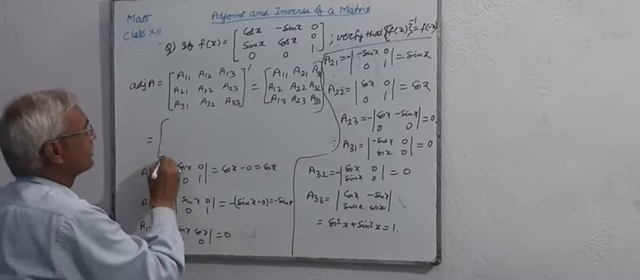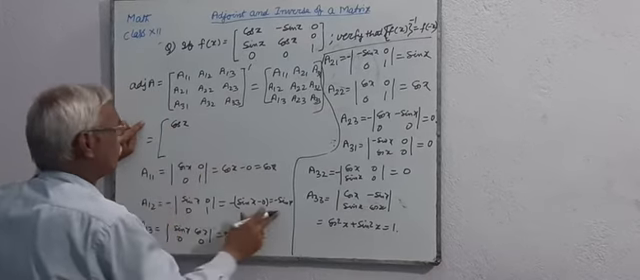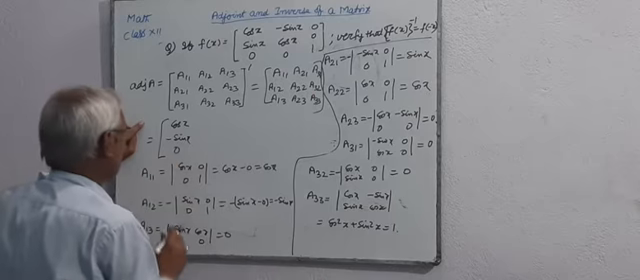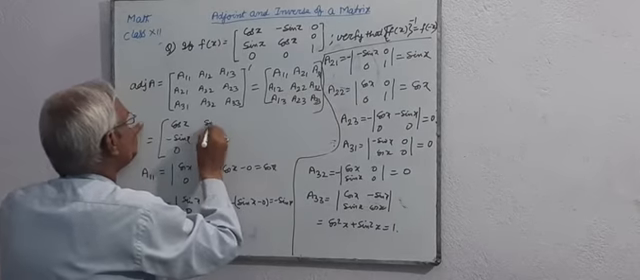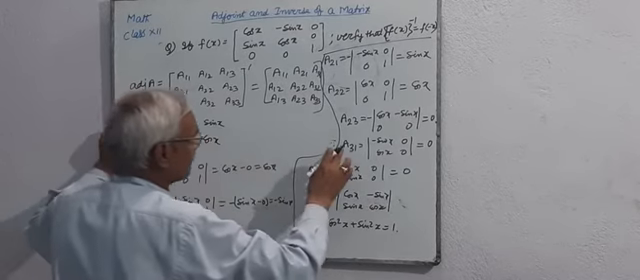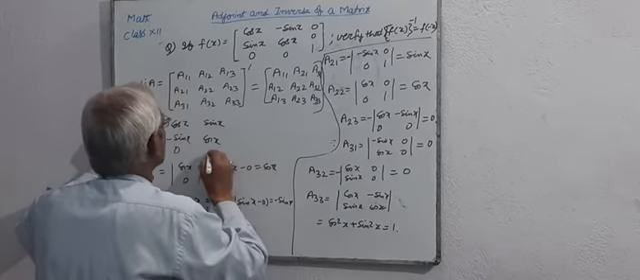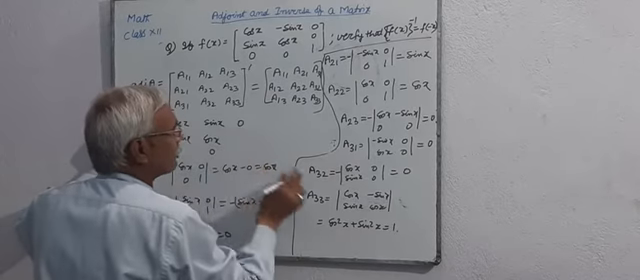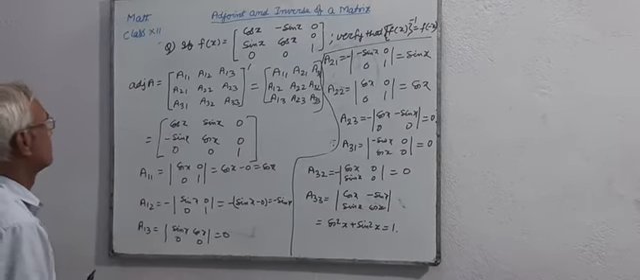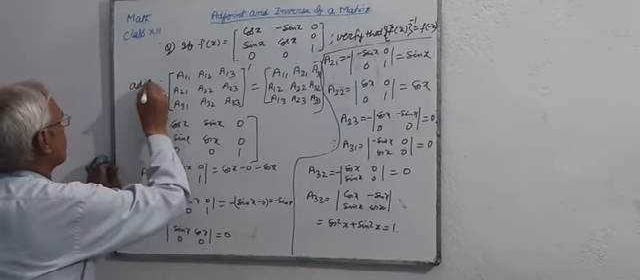Putting the values, we get A11 cos x, A12 minus sin x, A13 0, A21 sin x, A22 cos x, A23 0, A31 0, A32 0, A33 1. Adjoint f(x) equal to this matrix.